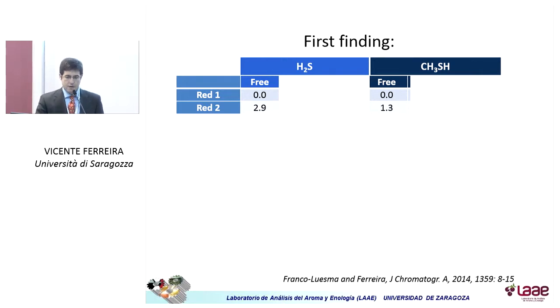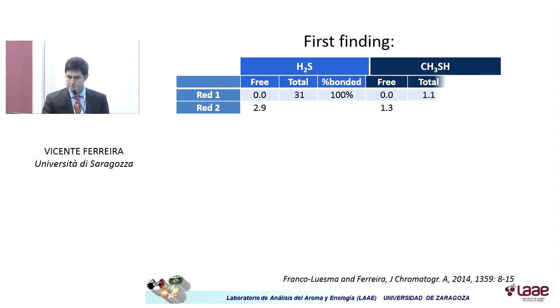First, you see the free forms, two wines with very little sulfuric, with very little methanethiol, okay? Let's see what happens to total forms.